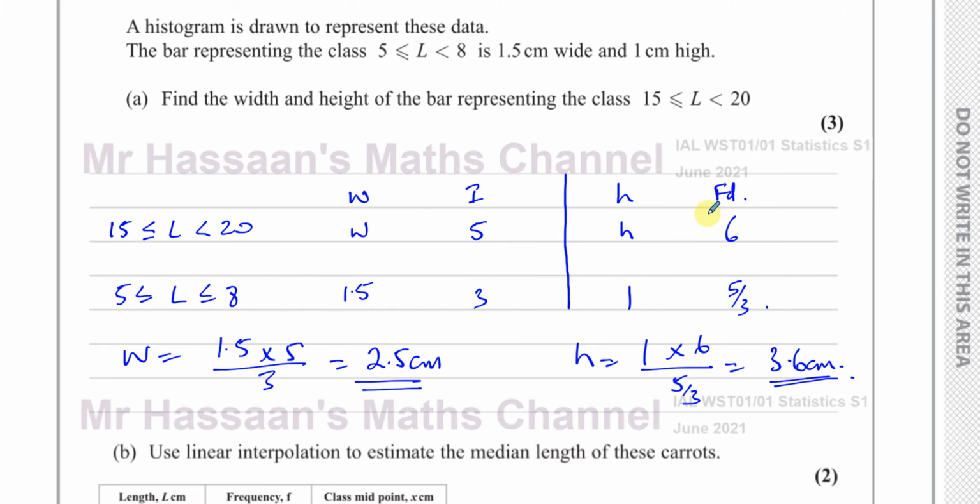Okay, and the height is determined by the frequency density. We know the width of this bar is 1.5, given the interval is 3, and the interval of what we're looking for is 5, so we can work out what the width of that is going to be. And we know that the height of the bar that we're given is 1, and its frequency density is 5/3, and we know the frequency density of the bar we're looking to find, its height is 6, so we can again use proportion to find out that height. And we're done with question part A.